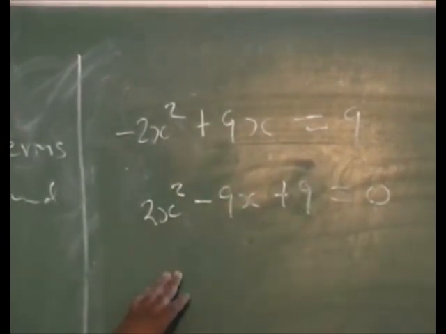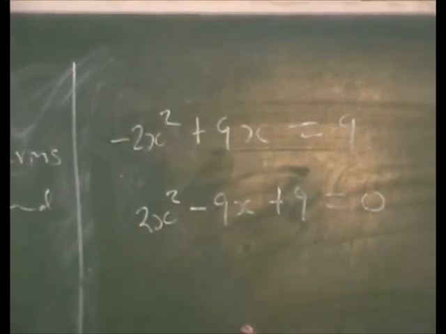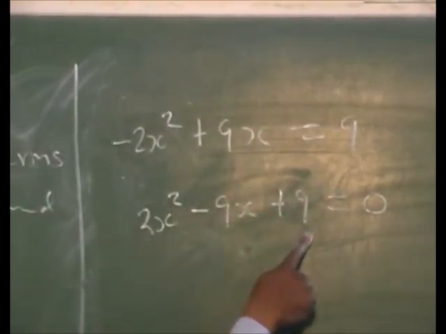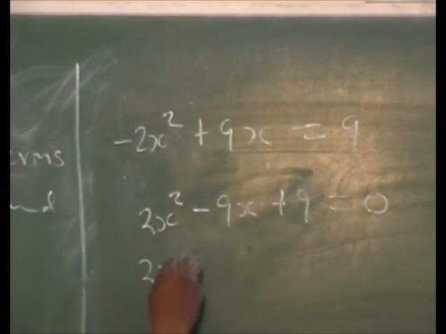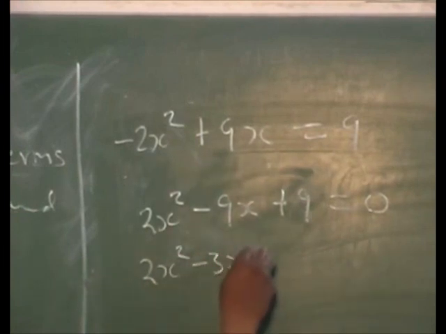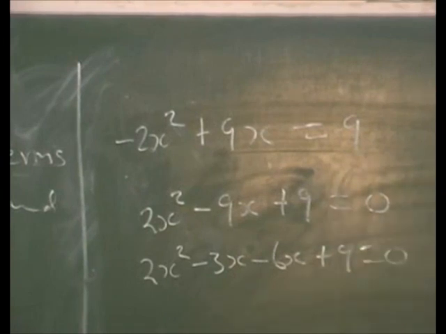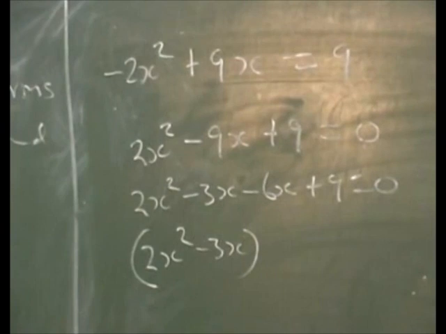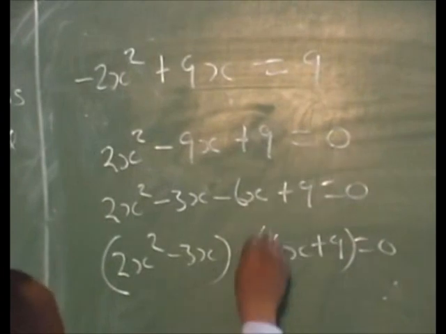Now, as it is, we are going to look for two numbers such that if we add the two numbers, we get minus 9. If you multiply it, we get the product of 2 and 9, which is 18. And we know that the two numbers are minus 3x and minus 6x plus 9 will equal to 0. So that is to say, you can now factorize it. 2x squared minus 3x. Then we'll have minus 6x plus 9 equal to 0.